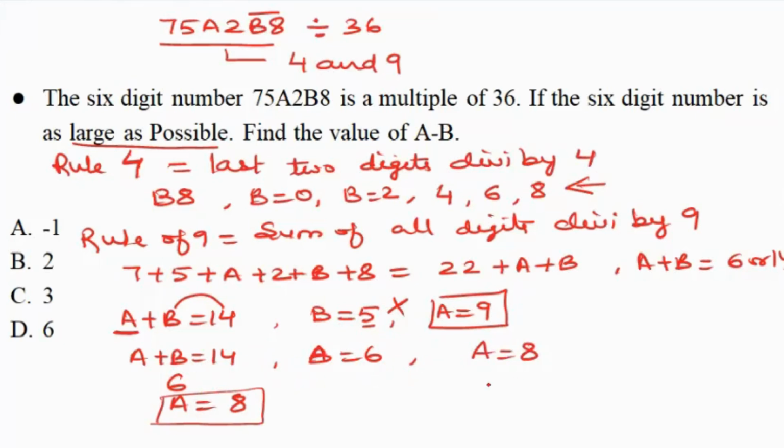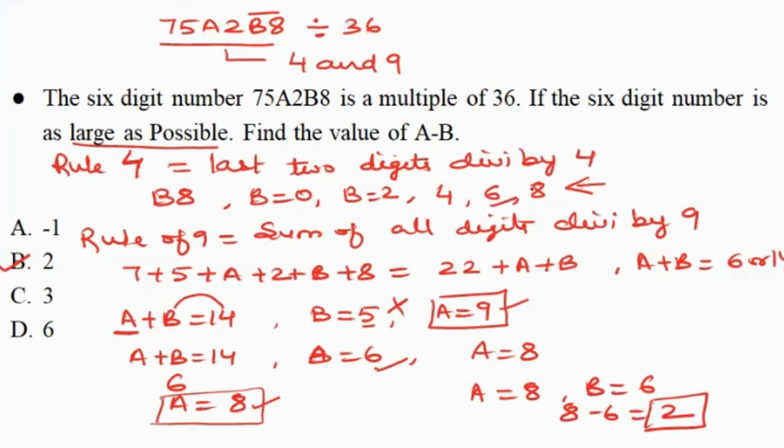So the question is asking for the value of A minus B. A's value we are taking as 8, the B's value we have taken as 6. So 8 minus 6, we are getting 2. So our answer has to be 2. Because for A's value we need to take the largest one. If we take 9, it is not working. That's why we have taken 8. If we take 8, we are getting the value of B as 6, and 6 is one of the possibilities for the value of B. So we can put it there, and we can get our answer.